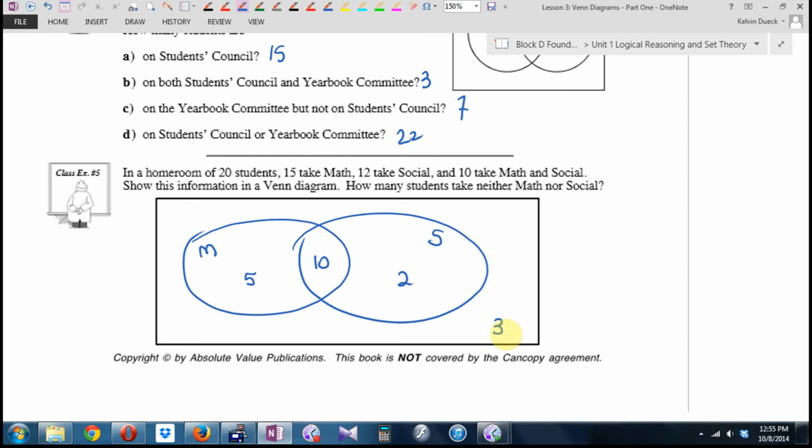How many cool kids? 15. How many losers? 5. 15 kids take math. Losers don't take. No.